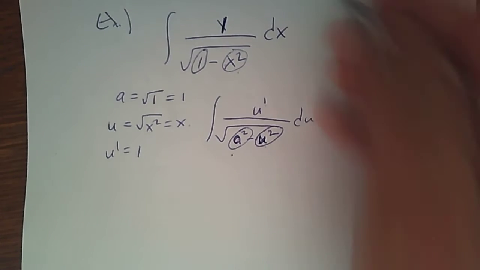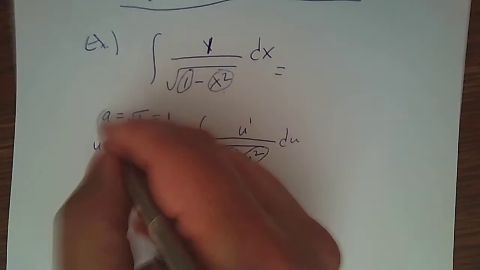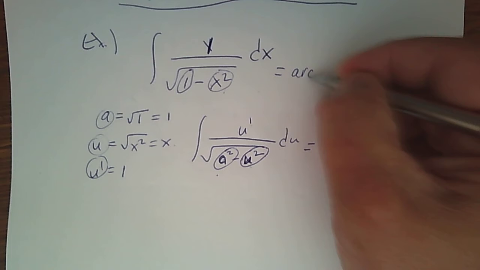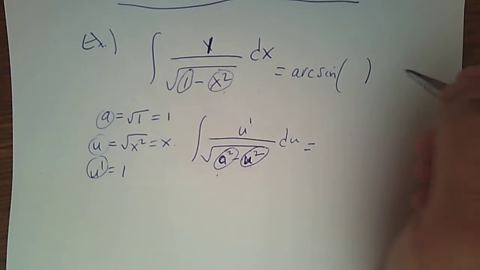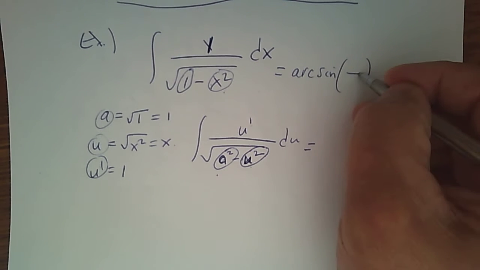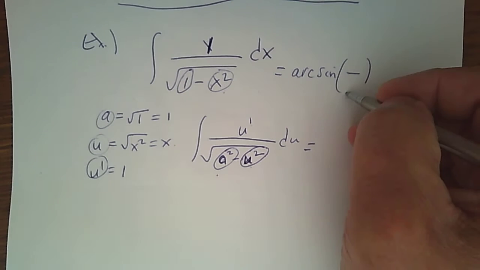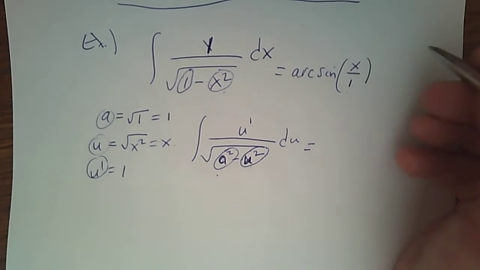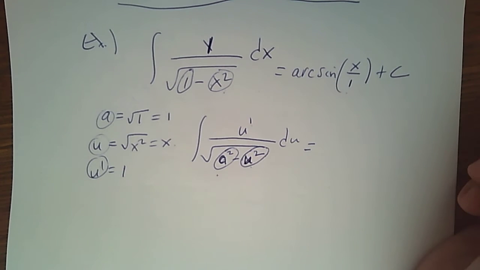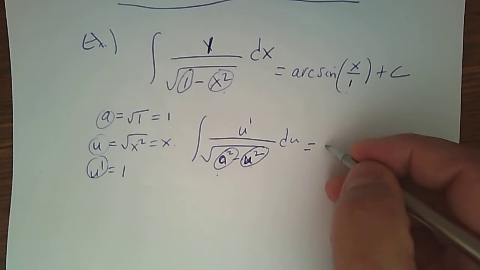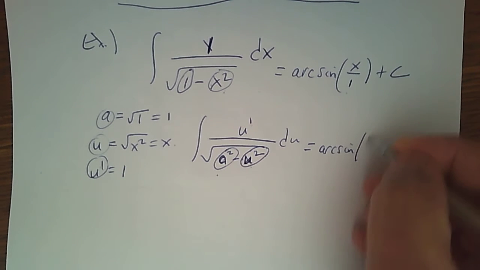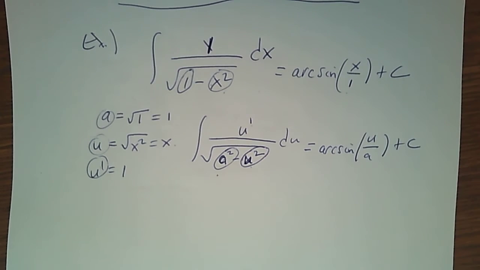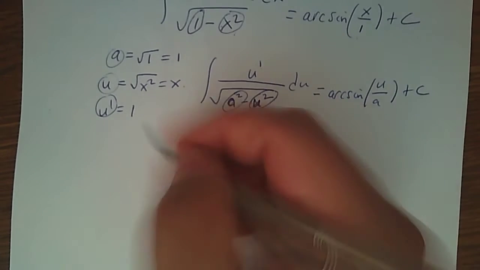So up here then, once you have this information, now what do you do with it? For arcsine, you simply write arcsine, and then inside is going to be the fraction, and it's going to be u over a. So u is x, a is 1, so that's x over 1 or just x, and then don't forget the cookie. So in this situation, you would write arcsine u over a, and then plus c. Okay, so let's practice a few of just arcsine.